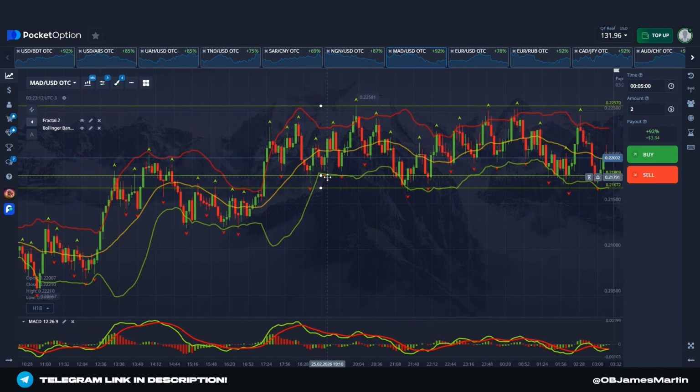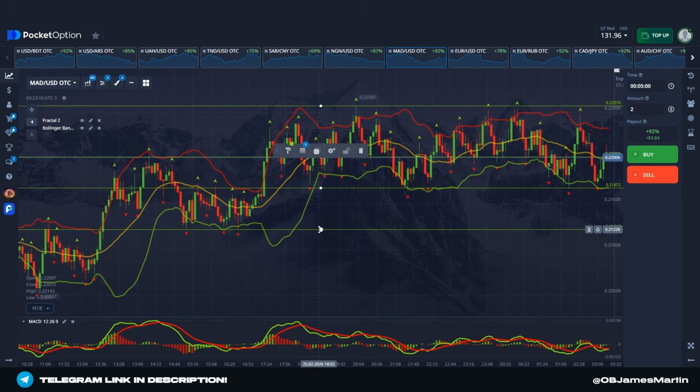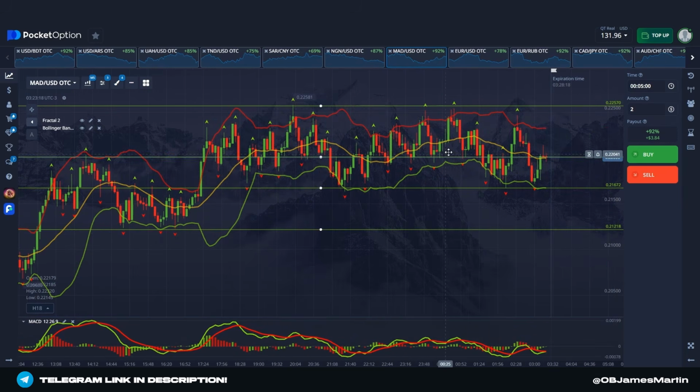They don't call the top. They don't guess the bottom. They operate with the structure. If the structure is bullish, they look for buys only. If the structure is bearish, they look for sells only.